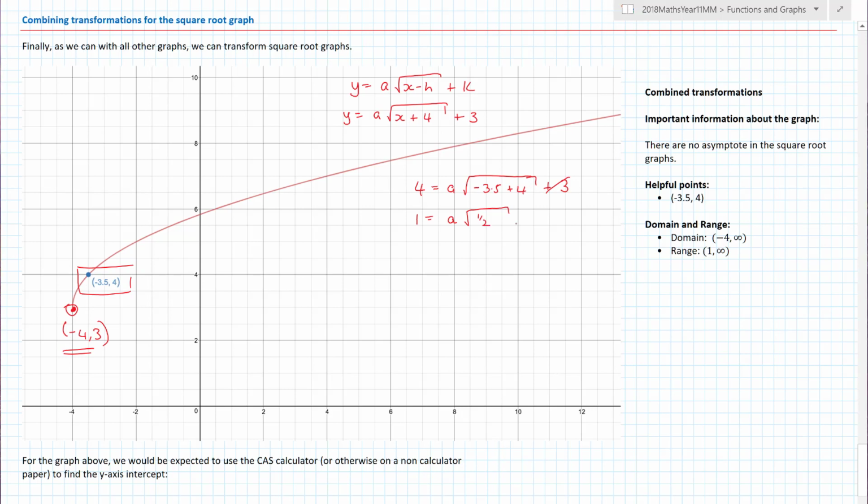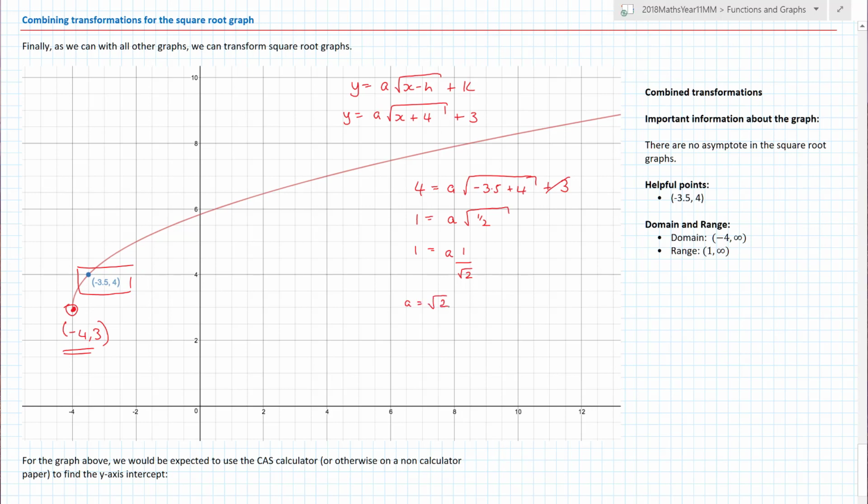Ooh, so what do we do now? What can we do now? Well, the square root of 1/2 is 1 over root 2. So 1 is equal to a times 1 over the square root of 2. So a would thereby be the square root of 2.